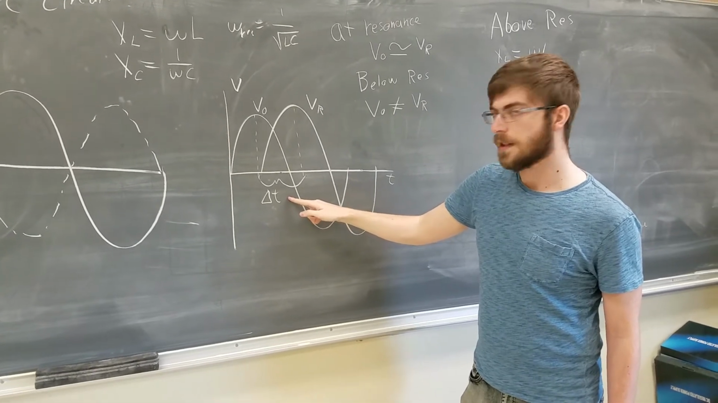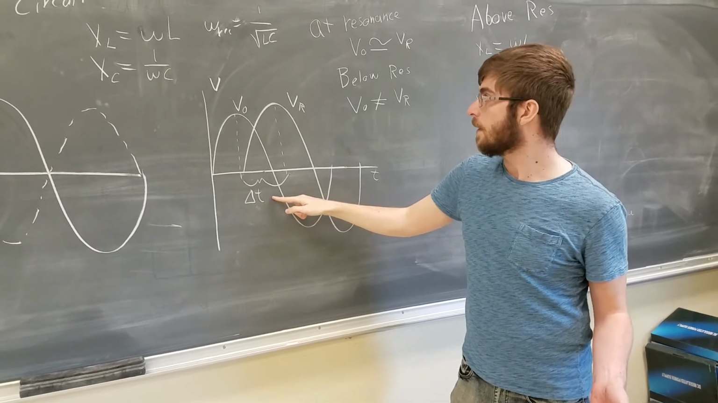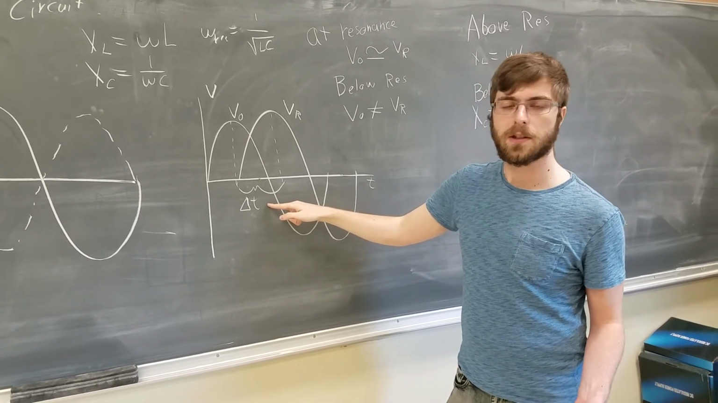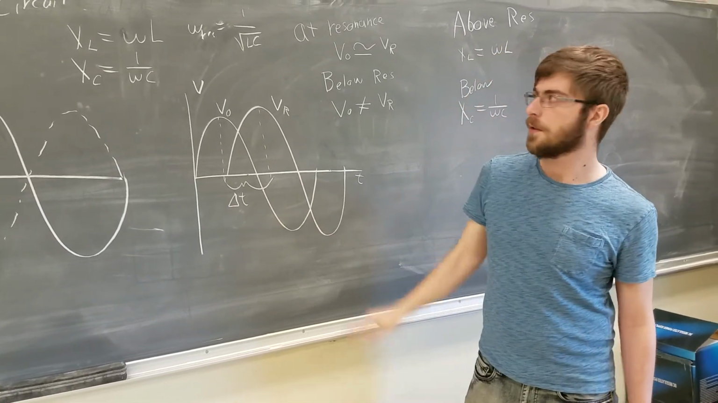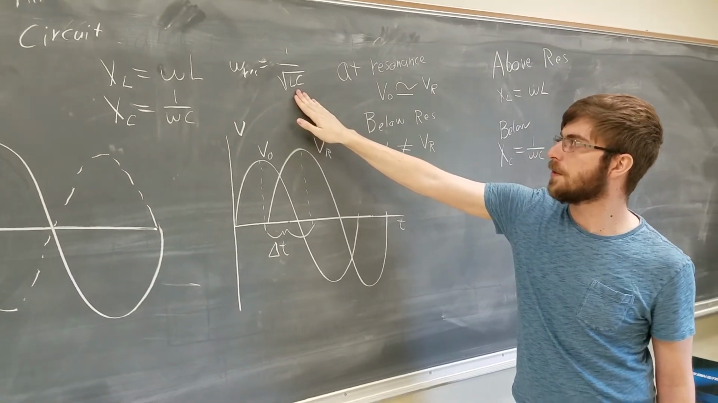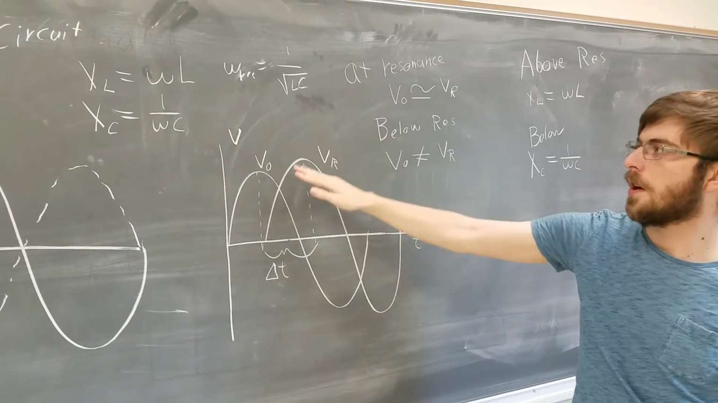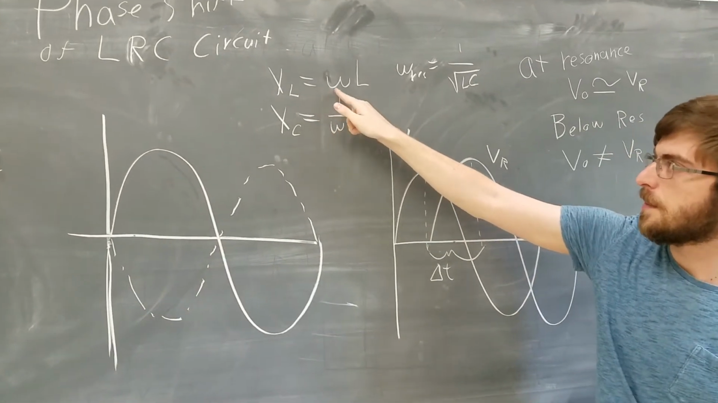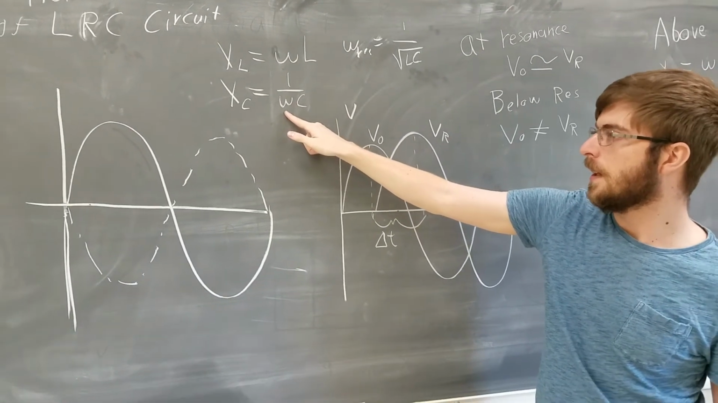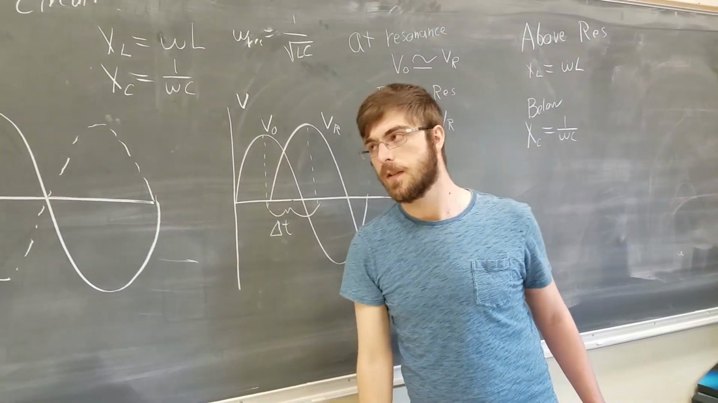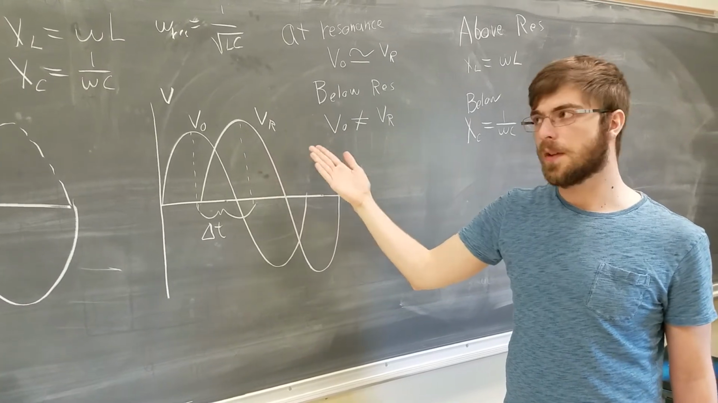We can use the software, which I'll show you in another video, to look at the phase shift at resonance, above resonance, and below resonance. We know from a previous lab that the resonant frequency is 1 over the square root of the inductor value times the capacitor value. We also know that the inductor is directly proportional to the frequency, whereas the capacitor is inversely proportional to the frequency. That will affect the phase shift of our inductor and capacitor respectively above and below resonance.